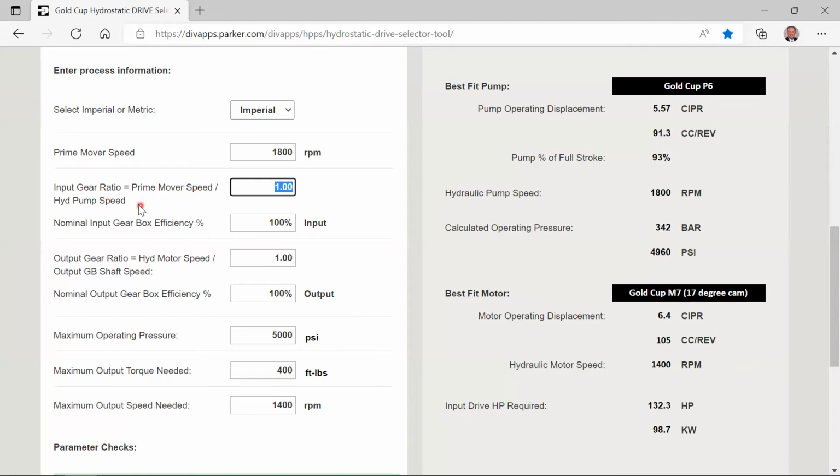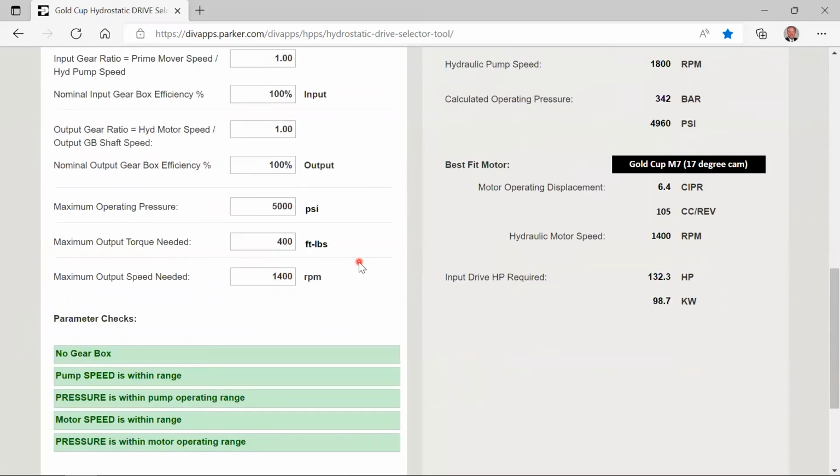Prime mover speed over the hydraulic pump speed. If that calculates out to 0.8, you'll see that it does change. Your prime mover speed was 1800 RPM. The pump speed, I'm sorry, is now 2250 RPM, given that ratio. And then we also default something less than 100%. And if you know what that is, you can simply go in and change that on your own. If you decide there's no input gearbox, simply change that back to 1, and everything defaults back to its original settings.